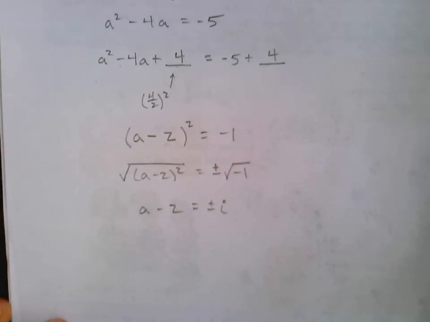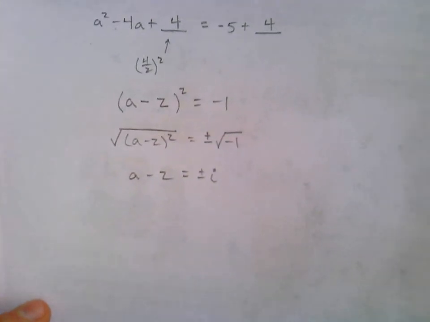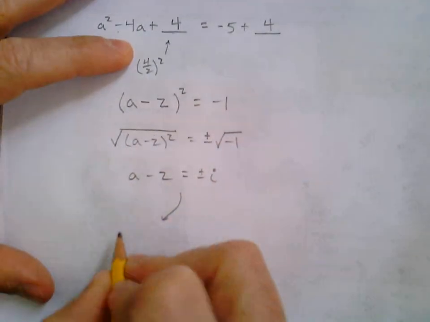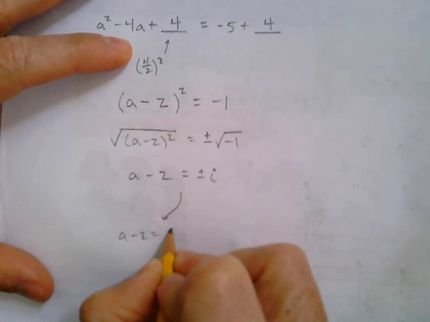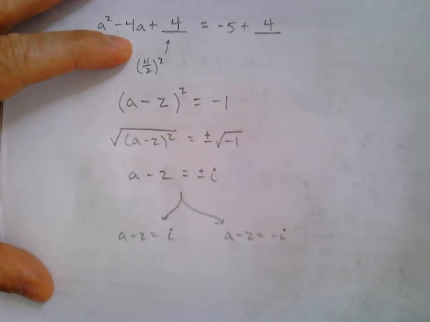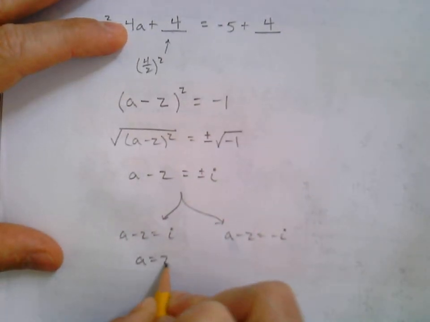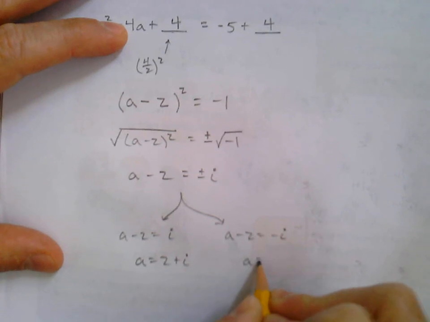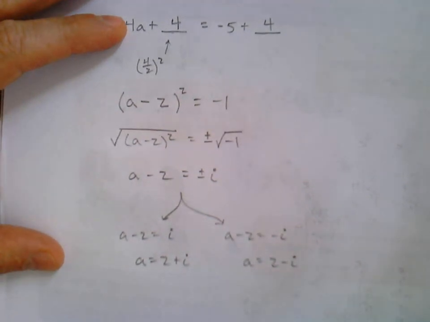No problem. I know the answer to that. And since we're not done, we're going to split it. a minus 2 equals positive i. a minus 2 equals negative i. So my two answers, 2 plus i, 2 minus i.